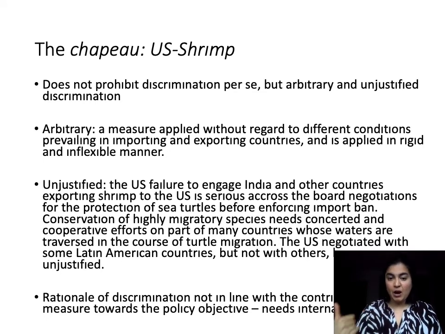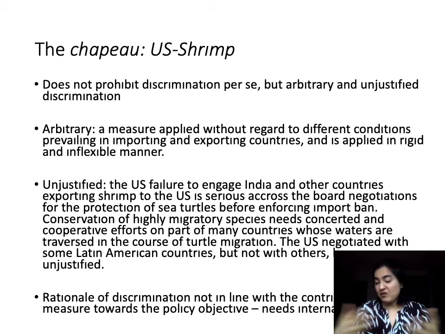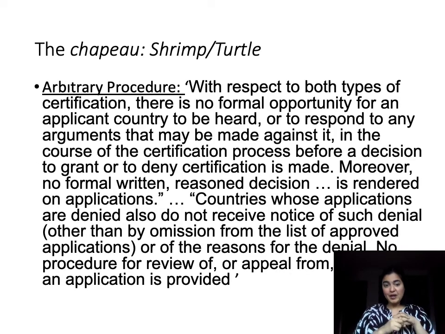So, what is arbitrary? Arbitrary is when you're applying a measure without any regard to different conditions in different countries, and the measure is very rigid without any sort of flexibility, and a measure is applied in an unjustified way when you have not made any effort to engage in negotiations with other countries that are being harmed due to the measure. So I just copied and pasted a couple of paragraphs from the judgment of US Shrimp to better explain to you what arbitrary is, or how they clarified the expression of arbitrary application.